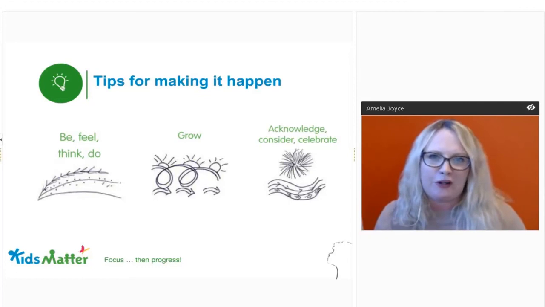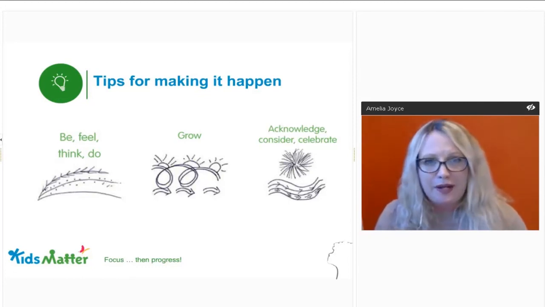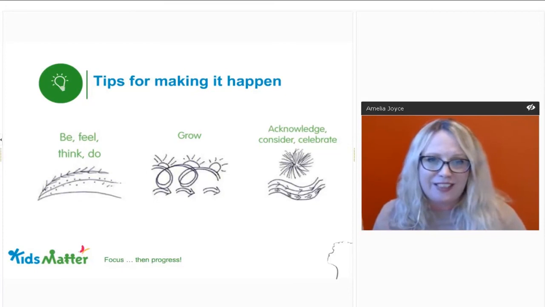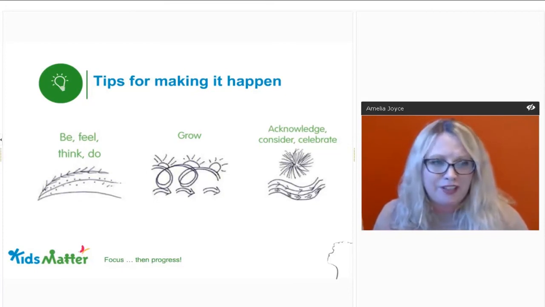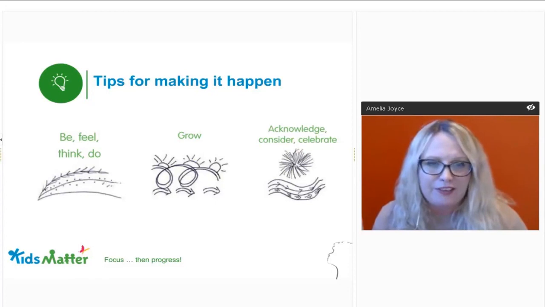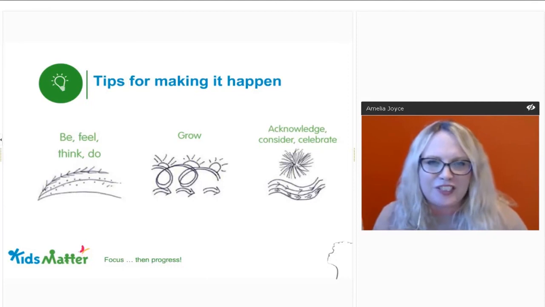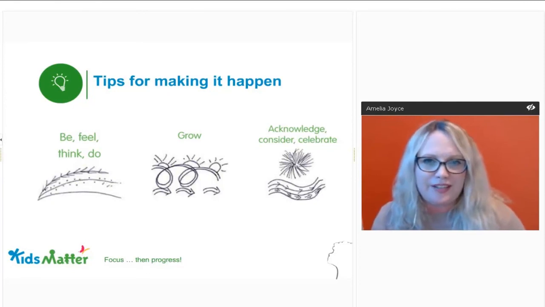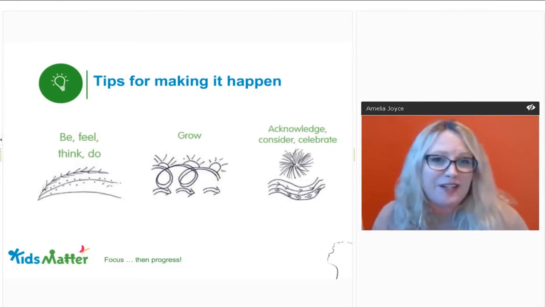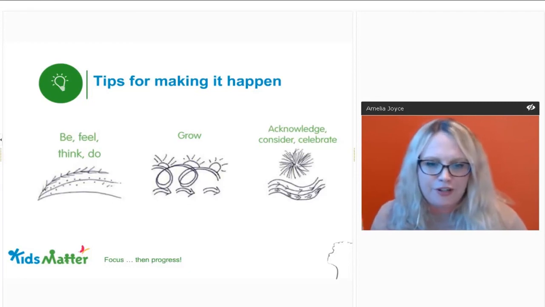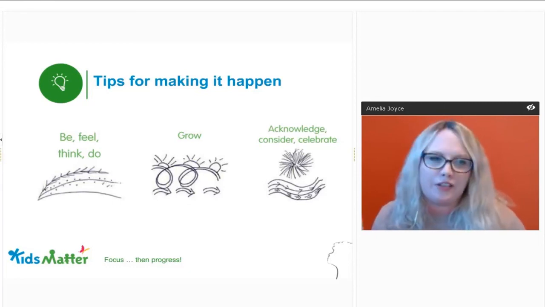So with the Be, Feel, Think, Do, that's really about being aware of where you are and the place you're at as an individual or as a group or as a community, and really getting a sense of what you're doing, but what you're feeling and thinking about where you are in your professional learning growth and development, but also in the context of how your service operates and functions and how you work with children and be with children. The Grow is really about identifying that there's always an opportunity for growth. With every new connection we make, every new relationship we have, there's an opportunity to learn and grow more.